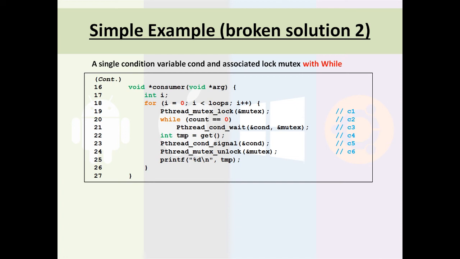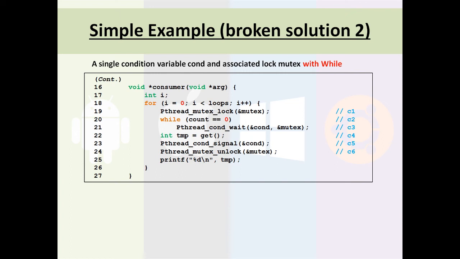Now, thanks to Mesa semantics, a simple rule to remember with conditional variables is to always use while loops. It's a lot safer than having an if statement, and there isn't really a downside to it. Sometimes you don't have to recheck the condition, and that would be your if statement case, but it's always safer to do so. So just do it and be happy.